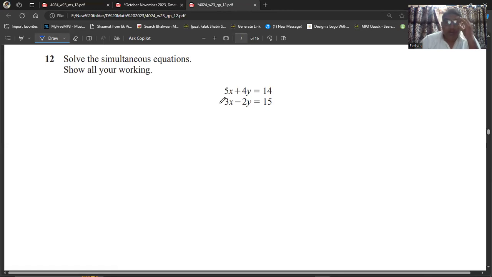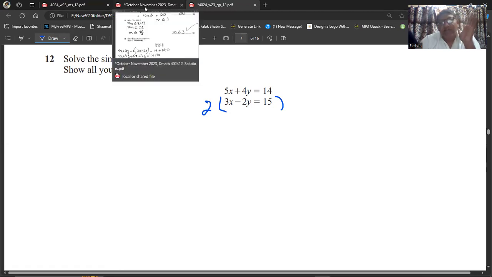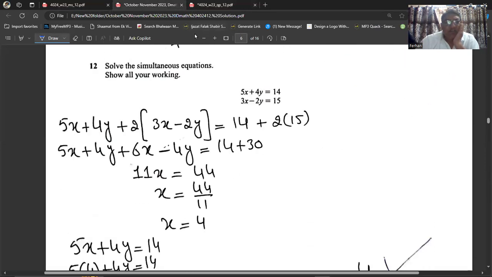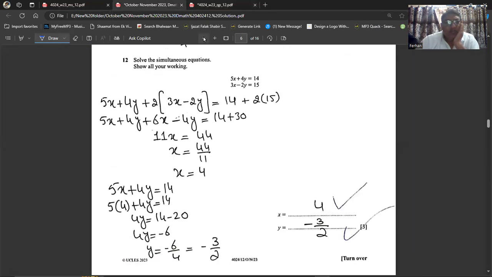So what I will do, I will multiply this second equation by 2. Both sides will be multiplied by 2. And I will subtract this from the first equation, and the y will be gone. Sorry, I said subtract. I will add this to the first equation. So let me show you. So here you go, 5x. I'm going to multiply the second equation by 2, and I will add this to the first equation.